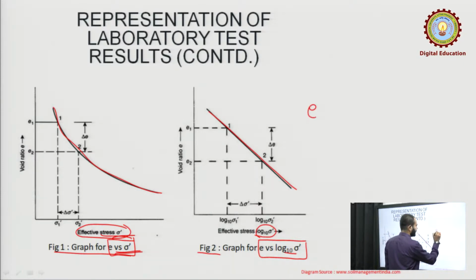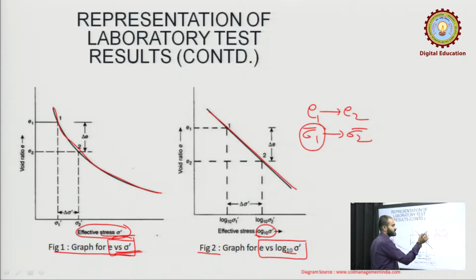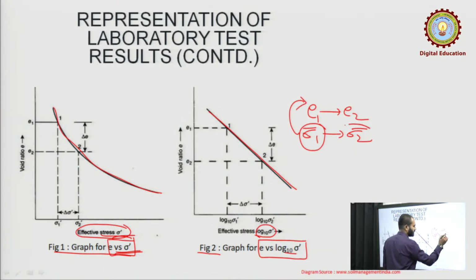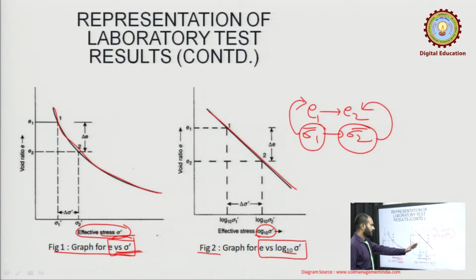So, this is the representation of what we get in the consolidation test, because in the consolidation test we find out e, suppose e1 and e2, and corresponding to this we find sigma 1 bar and sigma 2 bar, meaning how much stress. Suppose a stress of sigma 1 is applied, then what will be the corresponding void ratio? Again sigma 2 is applied, then what will be the corresponding void ratio? And finding this out, we will be plotting the graph, okay.